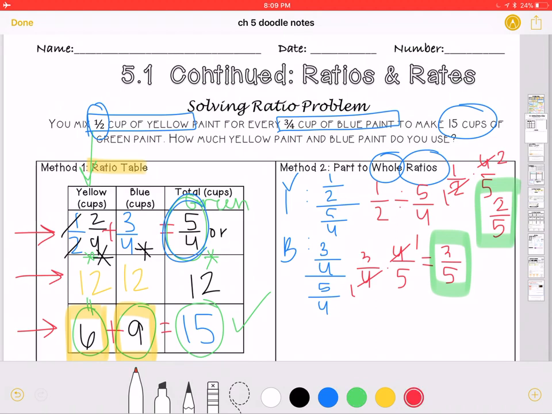Remember, we wanted to know if the total is 15. So what you would have to do with each of your parts is set this equal to 15 in the denominator. What would I multiply by 5 to get 15? 3. So now do the same to the top. What's 3 times 3? 9, which means we would need 9 cups blue.